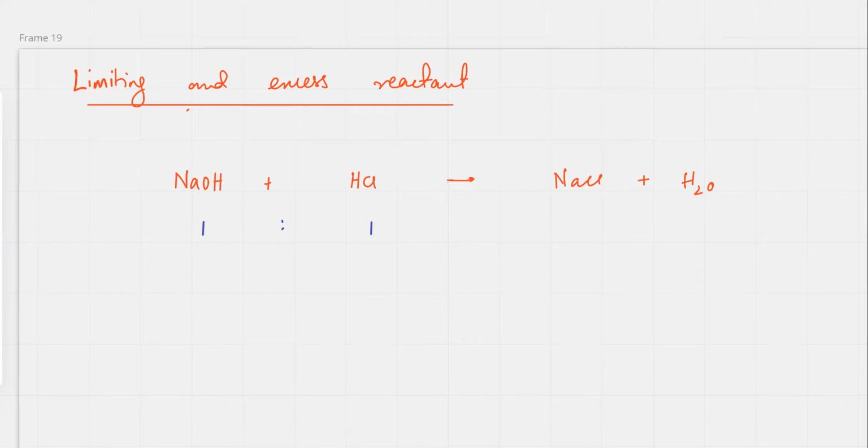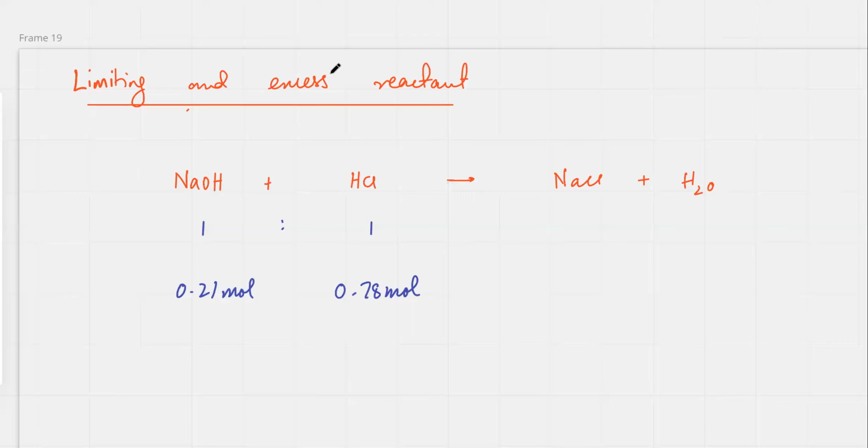What happens is that if I add 0.58 moles of NaOH, then on the other side, there should be exactly 0.58 moles of HCl that would be needed to react with it. Okay, because the ratio is exactly 1:1. But that is not always going to be the case. Sometimes you go in the lab, you add some NaOH, you add some HCl. Let's say you add 0.21 moles of NaOH and you add 0.78 moles of HCl.